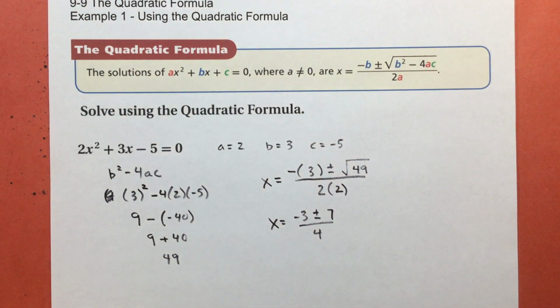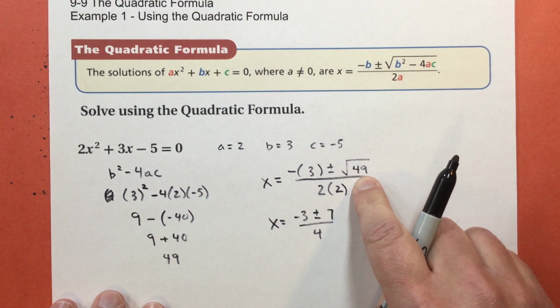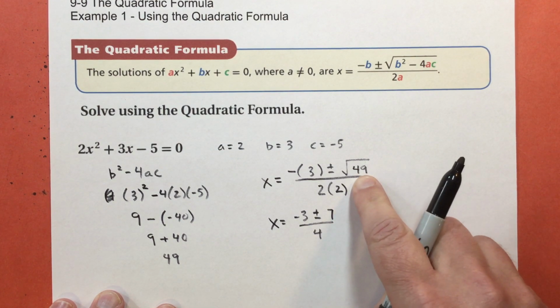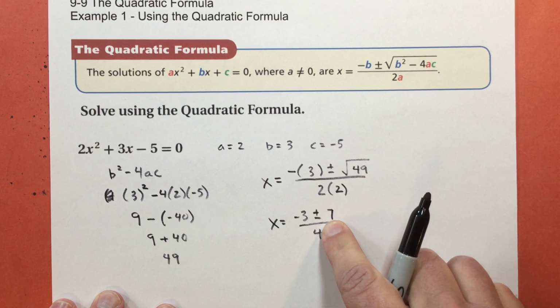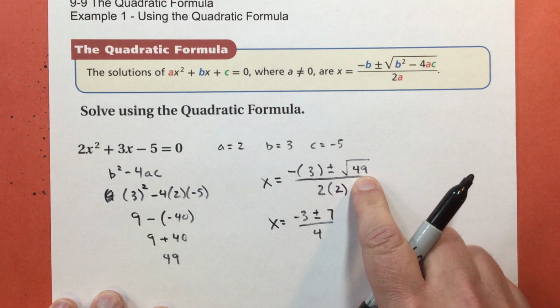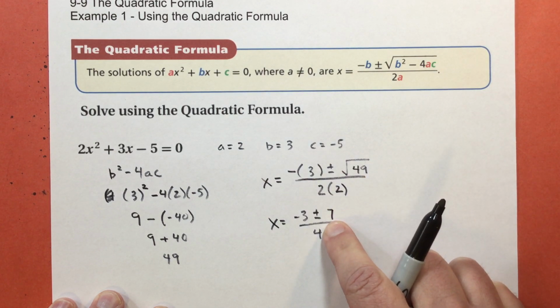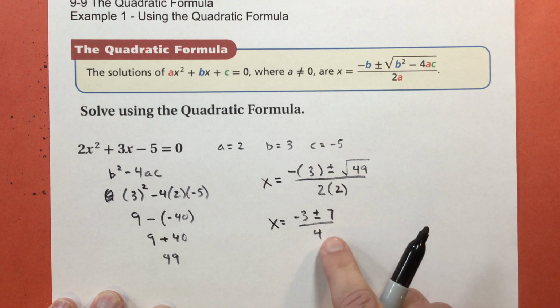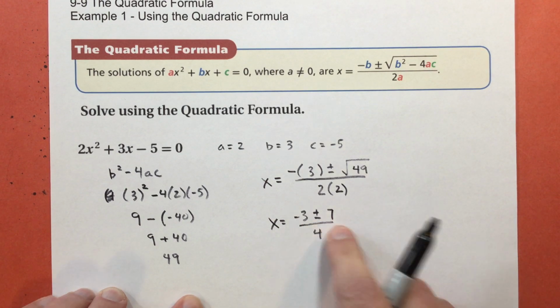Now, if this was not a perfect square, like the square root of 49, I would not get 7. If it was like the square root of, let's say, 40, then I'd have to simplify, but I'd still end up with a radical here. And sometimes that means that I can't do anything further. In this case, I can't.